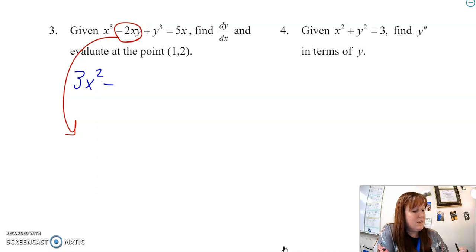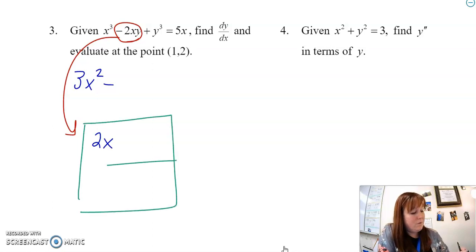So we can say that f of x is 2x. We'll make our little box. f of x is 2x, therefore f prime is 2. g of x is y, and y prime is the derivative. So we do f'g plus fg'.